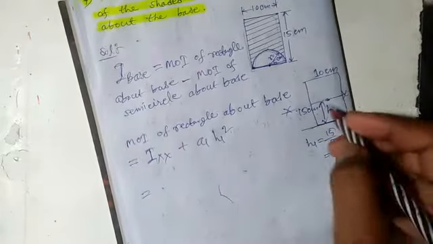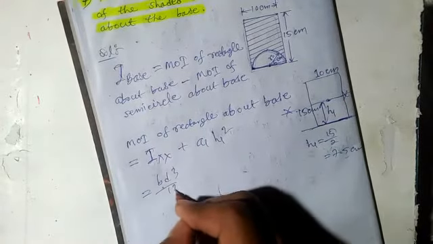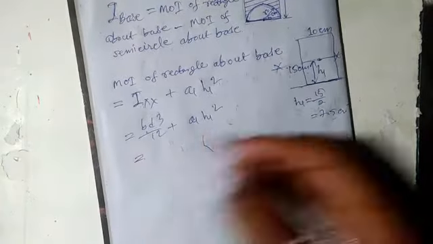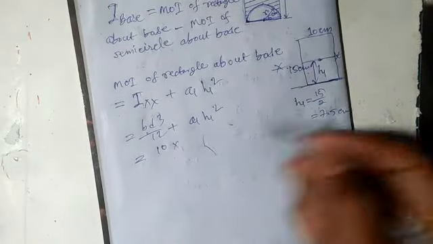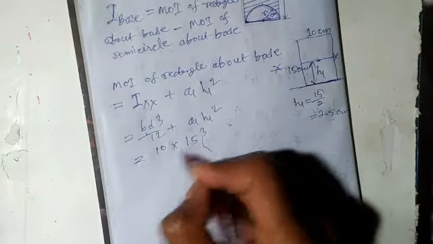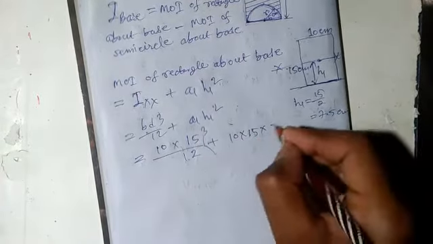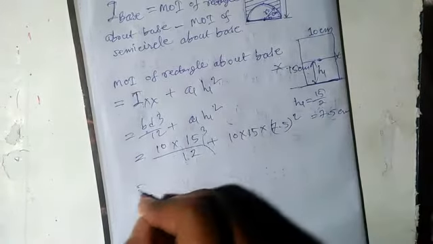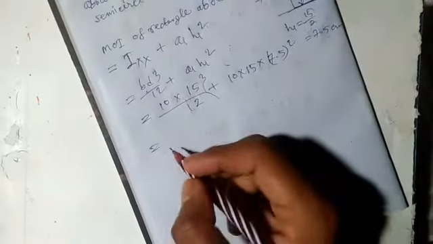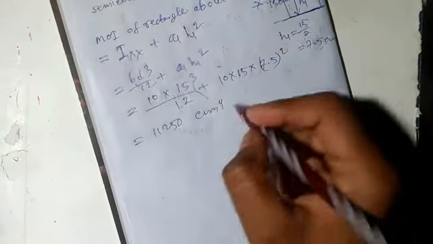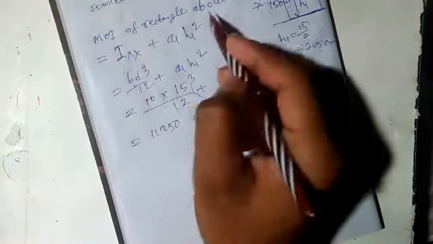So Ixx we know is BD cubed by 12. So BD cubed by 12, here B is 10 and D is 15, divided by 12, plus A1, 10 into 15, times h1 7.5 whole squared. Our answer will come 11250 cm to the power 4. This is the moment of inertia of the rectangle about the base.